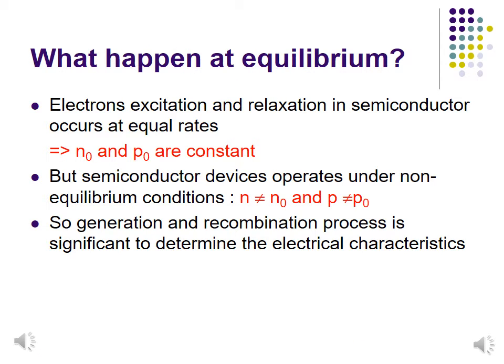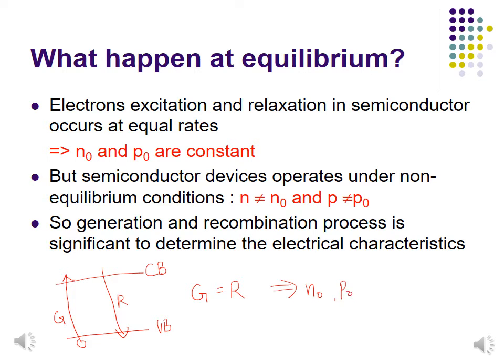Let's see what happens at equilibrium. We have learned that at equilibrium condition, for example, an intrinsic semiconductor or a uniformly doped semiconductor at room temperature without any light, there will be electrons that are excited from the valence band to conduction band, and electrons that relaxed from conduction band to valence band. But the excitation rate and recombination rate are the same, which means the number of electrons that jump to conduction band and the number of electrons that fall to valence band are the same. This will result in constant n0 and p0.